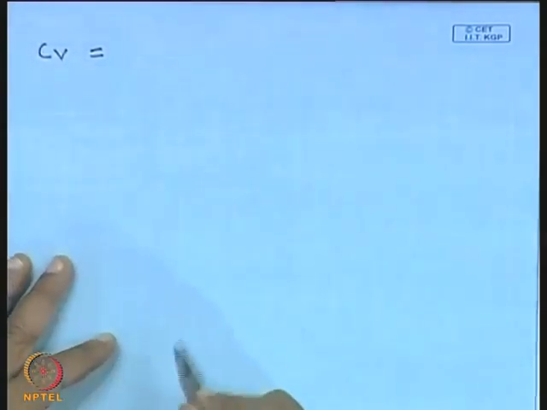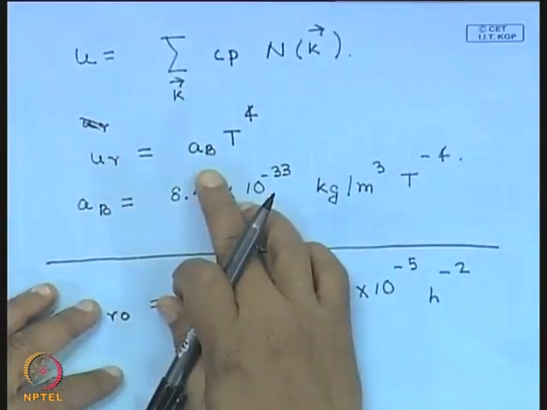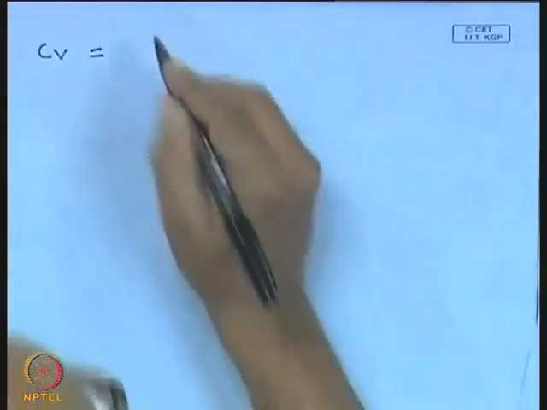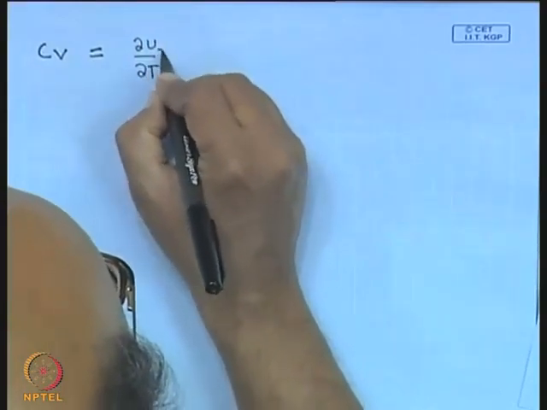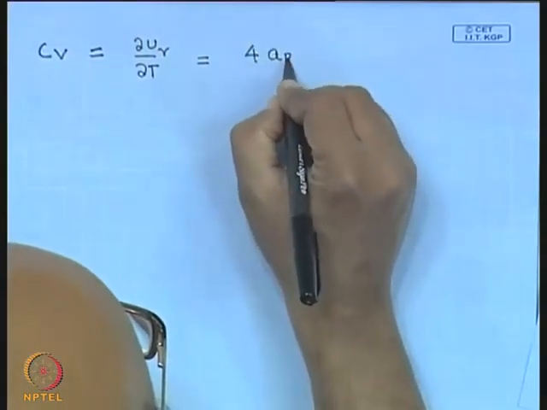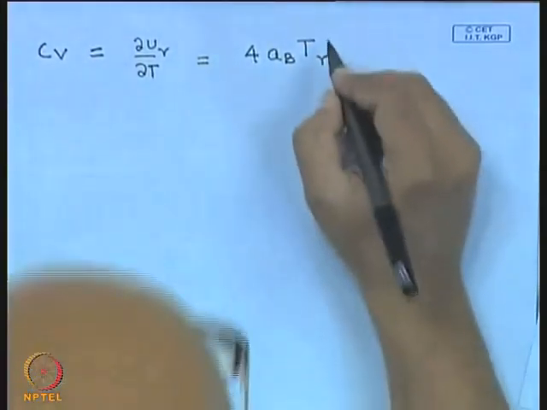So, let us take a unit volume of the CMBR and the heat capacity at constant volume. All that we have to do is differentiate this with respect to T, that will give us the heat capacity, del U del T, and this is 4 a_B T_gamma cube.